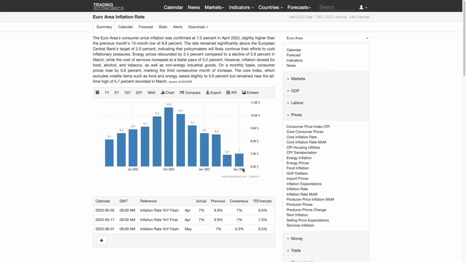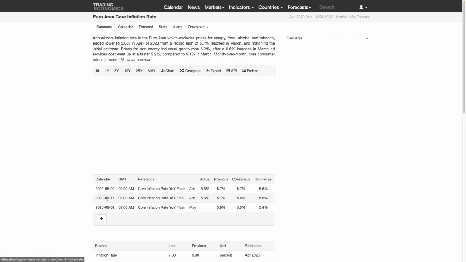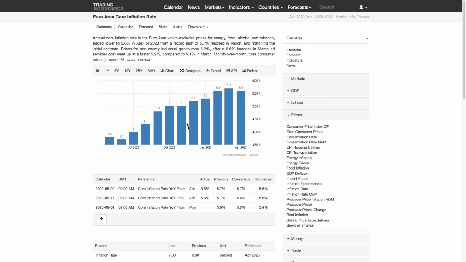Everyone will be like, hooray. The inflationary problem is finally receding. That will be euro selling. Now look at the core as well. The core has been quite sticky. And you notice how the core has been still moving up.